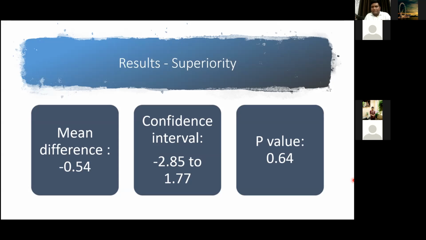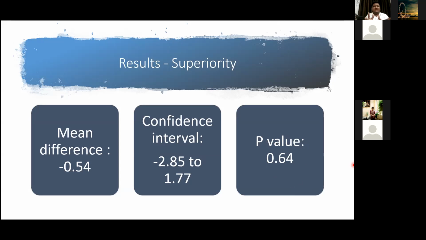Basically the results are telling that there is no difference between the two groups, because the probability of the null hypothesis being true here is 0.64. It is not low, it is not less than 0.05. So there is no difference between the two groups. Basically the study is inconclusive here.